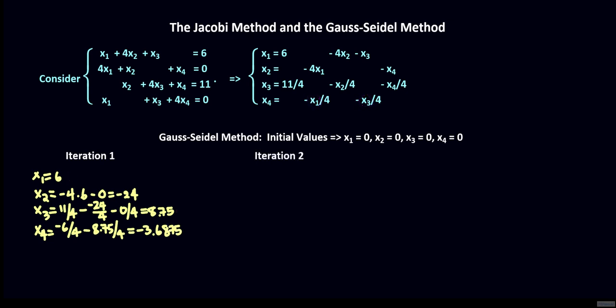For iteration 2, x1 becomes 6 minus 4 times x2, x2 is now minus 24.